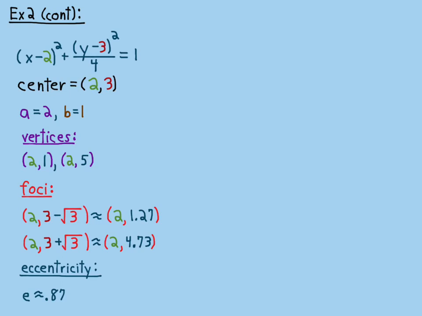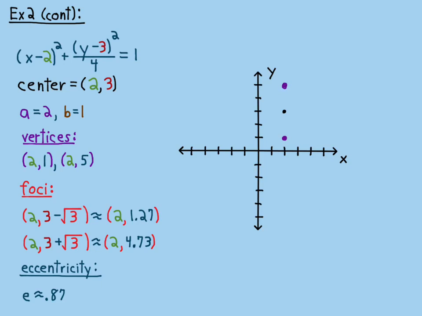So now I need to graph this using most of this information anyway. So the center I graph there, it's (2, 3). And then I'll go down 2 and up 2 because A is 2 and I know it's a vertical major axis. And then I can double check that with the coordinates I wrote out for the vertices, (2, 1), which checks, and (2, 5), which checks, 1, 2, 3, 4, 5.